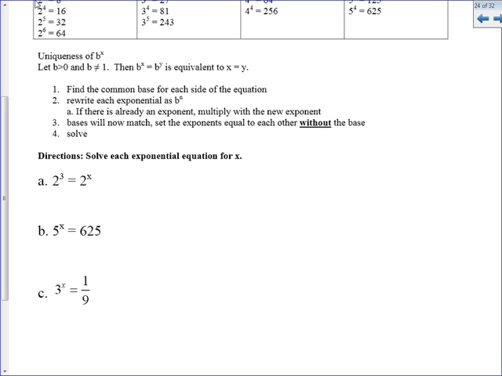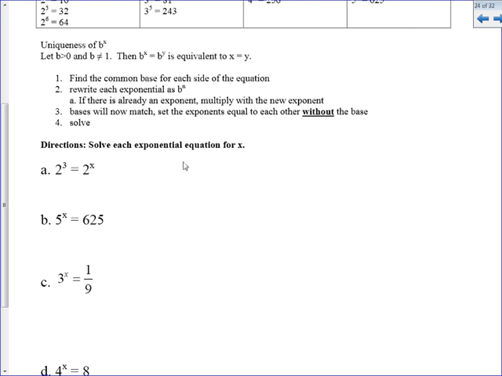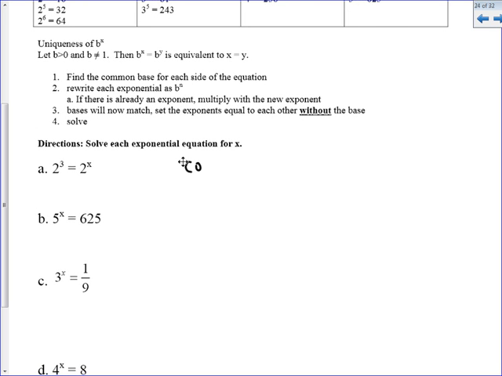So in my first problem, problem A, we want to solve the exponential equation for x. I have 2 to the third equals 2 to the x. This is kind of the base example. The common base for 2 and 2 is 2. Both of their bases are 2. Once the bases are the same, that means that the exponents have to be equal.